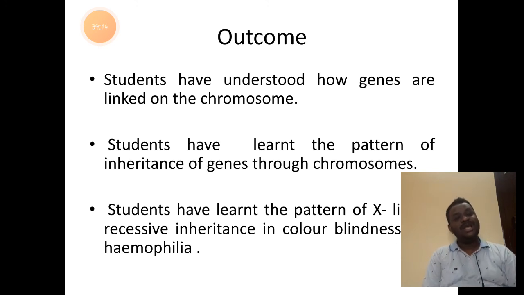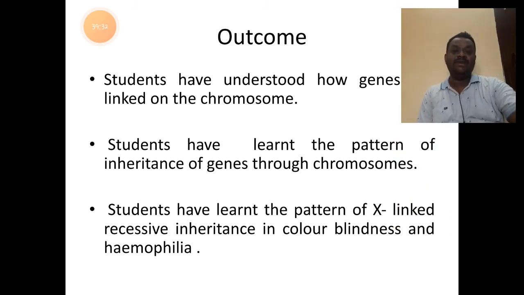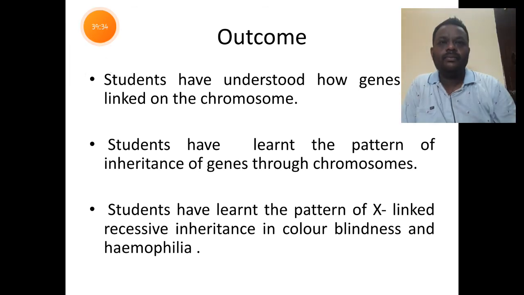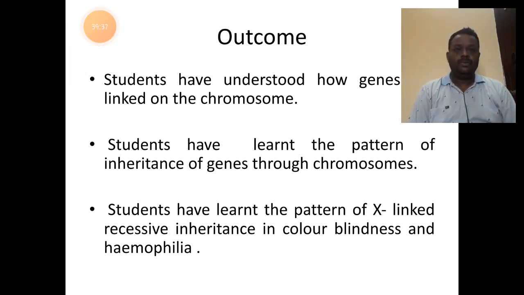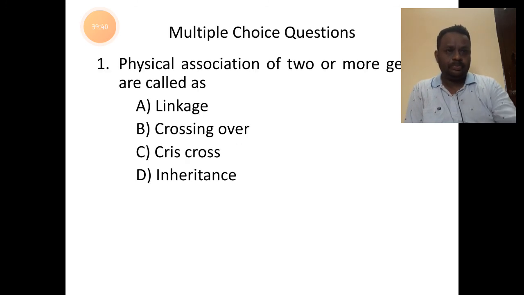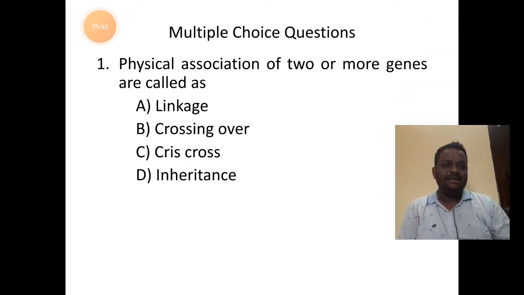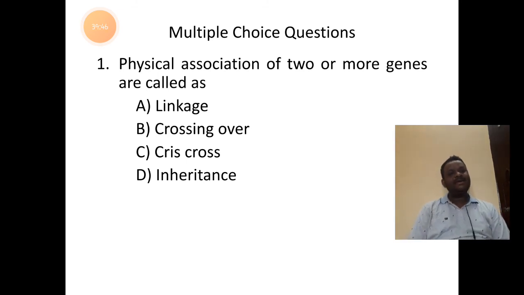Students, the outcome of today's session is that we have understood how genes are linked on chromosomes, especially on the sex chromosomes or allosomes. We also have learned how these genes follow a particular pattern of inheritance, especially X-linked recessive inheritance in color blindness and in hemophilia. After learning the concept of sex linkage and the pattern of X-linked inheritance related to the recessive condition, we shall try to answer certain multiple choice questions.